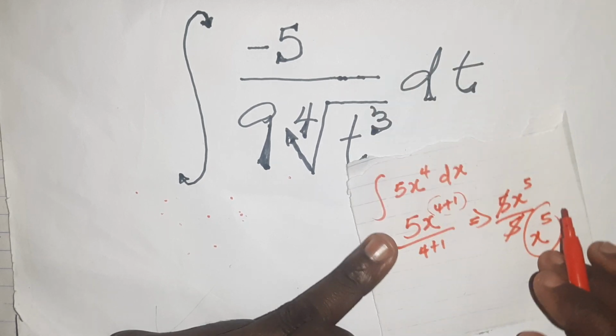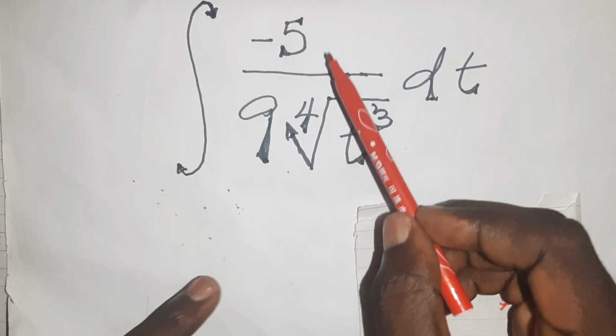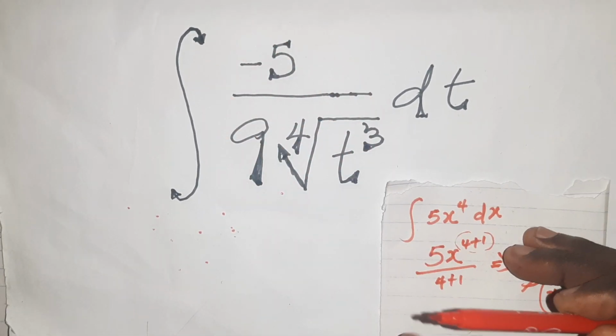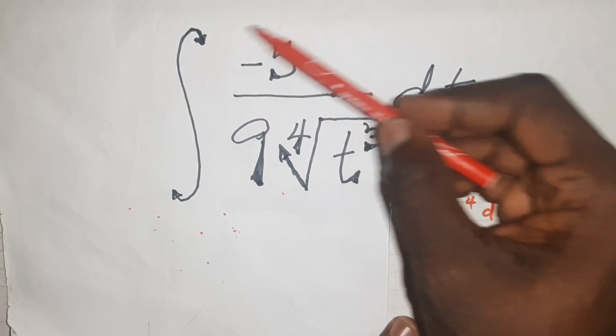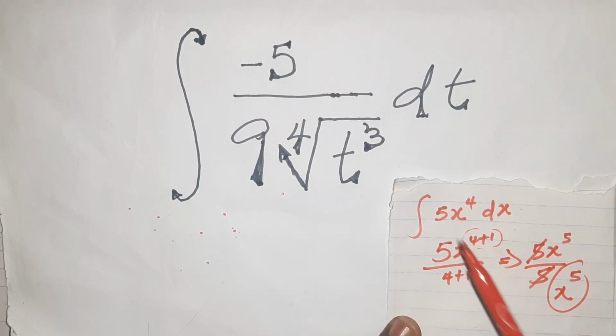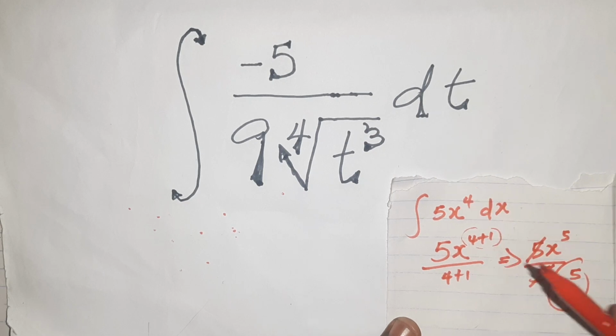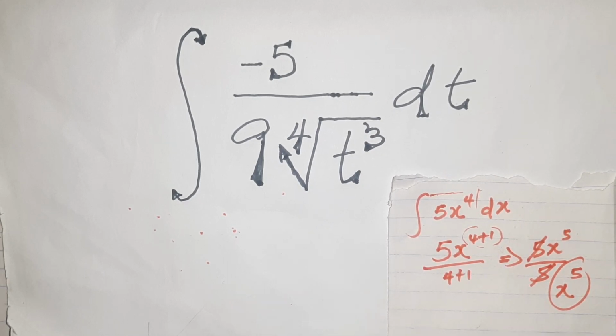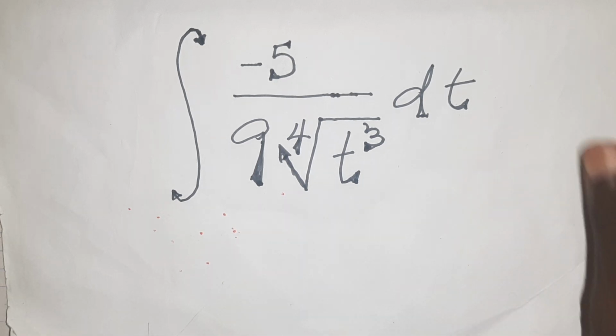So the question now is, because this is not in standard form, how do I reduce this to a form that is looking simpler than this, that will be in this form? How do I reduce this to this particular form? So your skills in indices will help you a lot in this question. So let's go there.